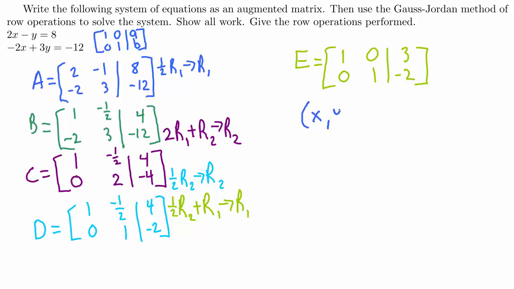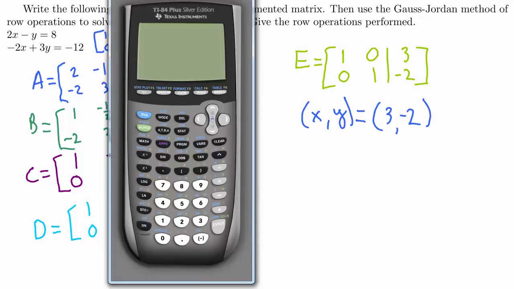The solution is an ordered pair because there are two variables, is equal to, in this case, x will be 3 and y will be negative 2. Excellent. Now, we want to be able to check ourselves. In fact, we want to be able to use the calculator to do this, period.